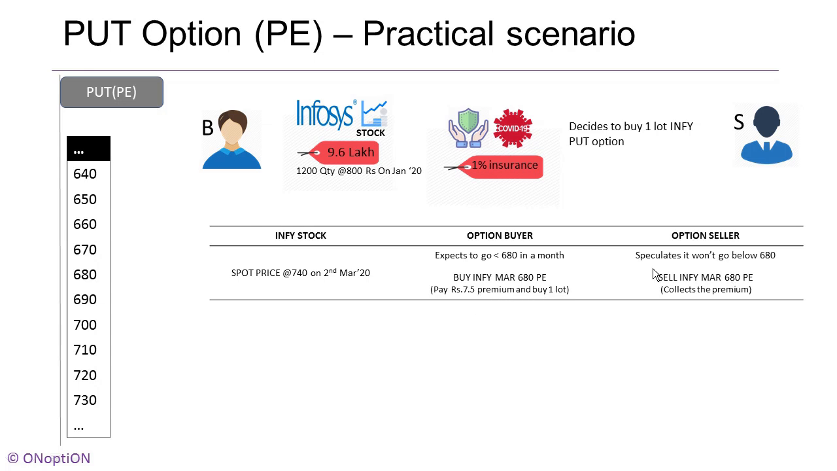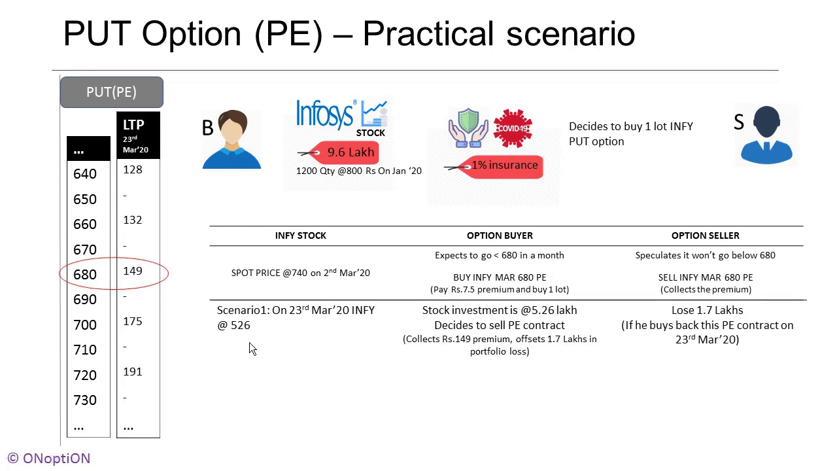The option seller speculates that it won't go below 680. That's the reason he sold the same contract to this buyer, and he collects the premium that has been paid by this option buyer. Now let's see two different scenarios here. One, we see 3 days before expiry, that is on 23rd of March.